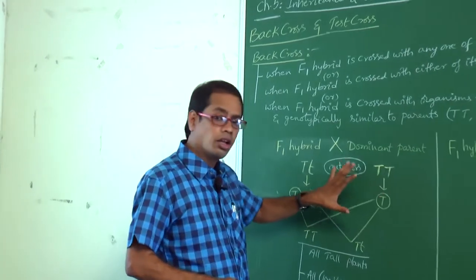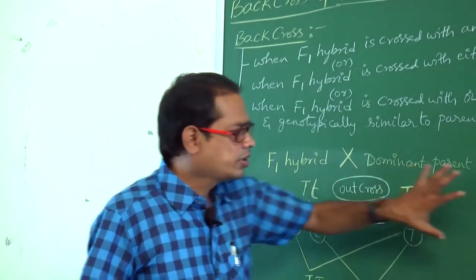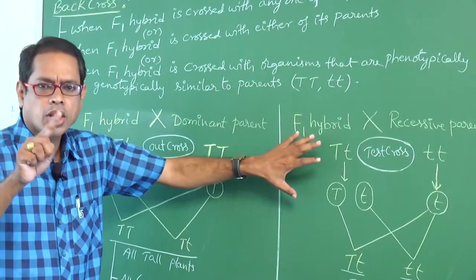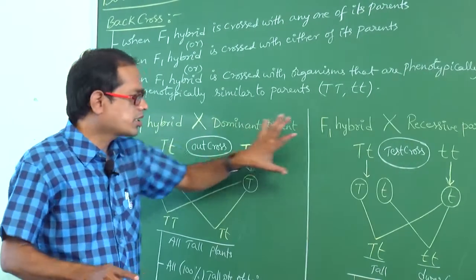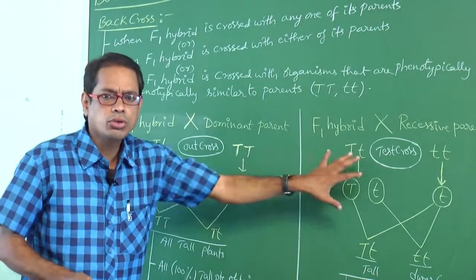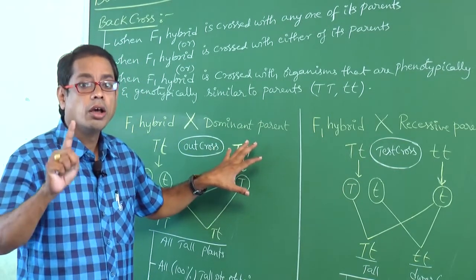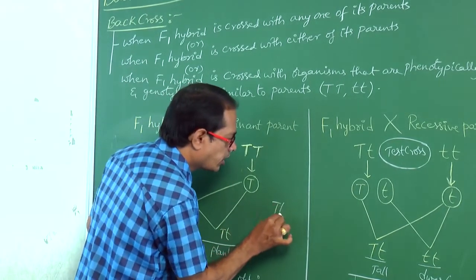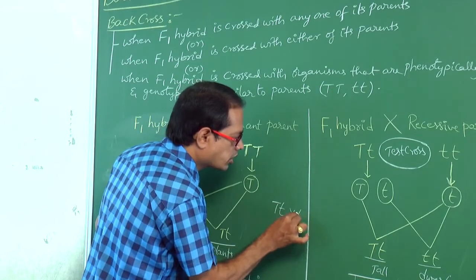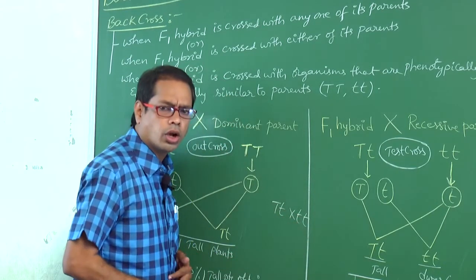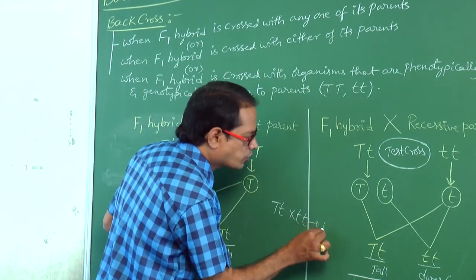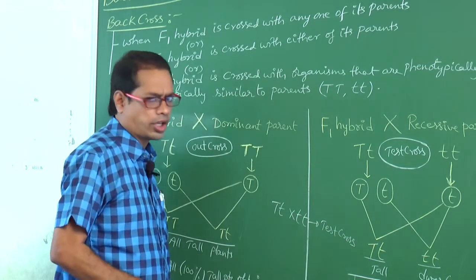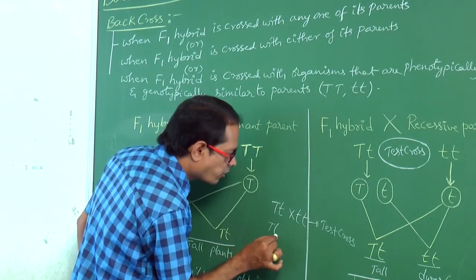This cross is called outcross. This cross is called test cross. That means back cross is equal to outcross and test cross. These two crosses together are called back cross. See, they will ask like this. Capital T, small t is crossed with small t, small t. What do you call this type of cross? This type of cross should be the test cross.